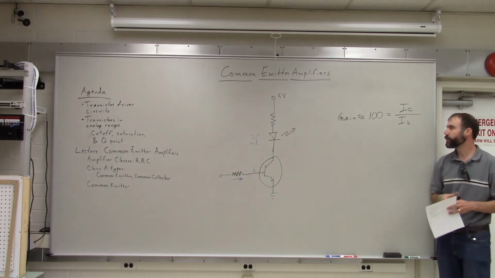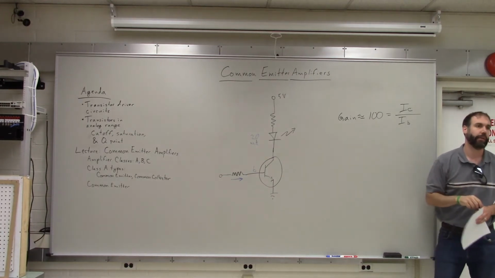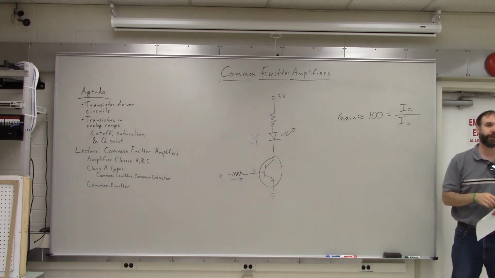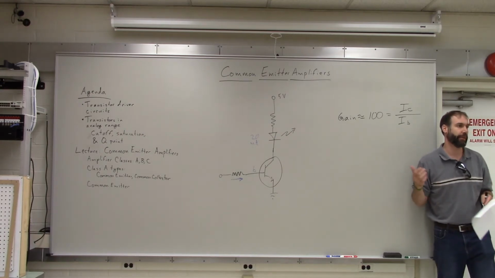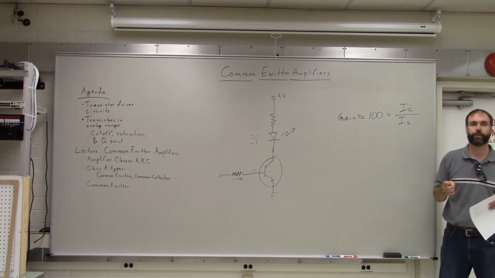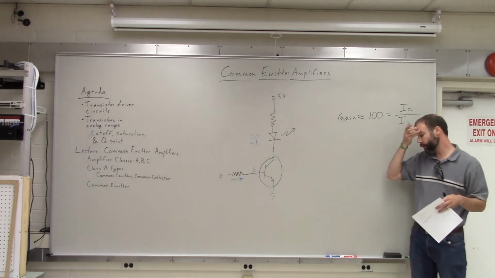So sometimes this gain does change. Sometimes it's not quite that high. And it can even fluctuate for a given single transistor. The temperature of the transistor affects the gain. So it might be a little bit bigger when you start off, and then when it heats up a little bit, it might go down. So we don't live in an ideal world.